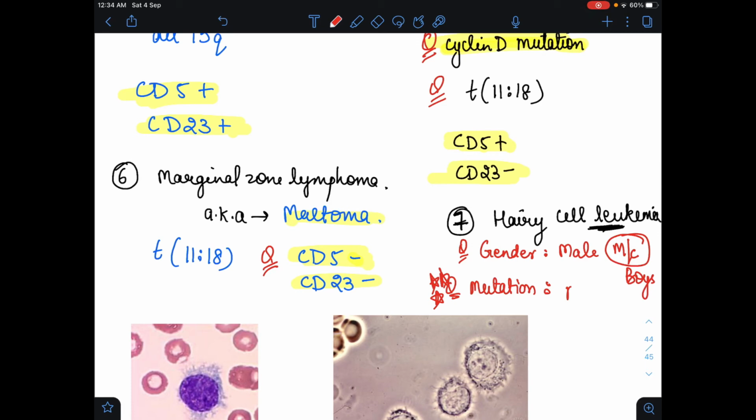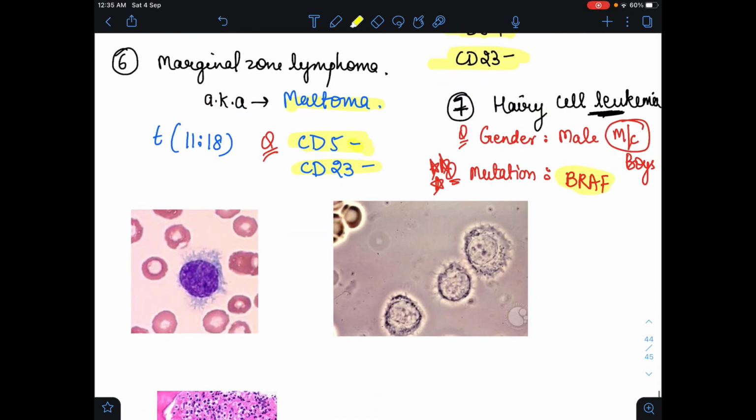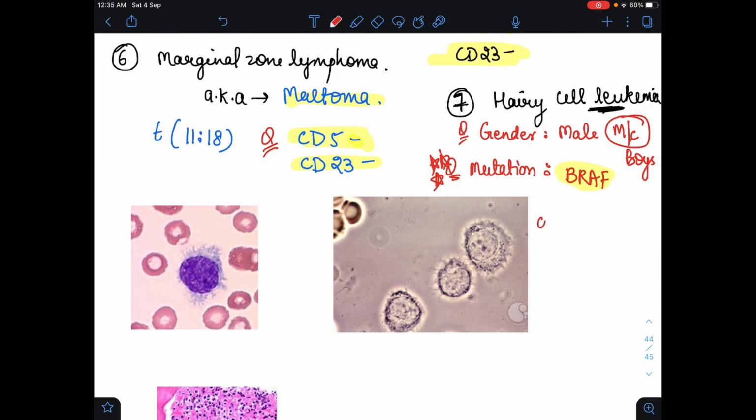The mutation is BRAF mutation, BRAF V600E. Please remember in short that BRAF mutation is seen in hairy cell leukemia. My third question is: in the spleen, what findings were seen? In the spleen there is an increase in the size of the spleen, that is splenomegaly, which is seen in hairy cell leukemia.